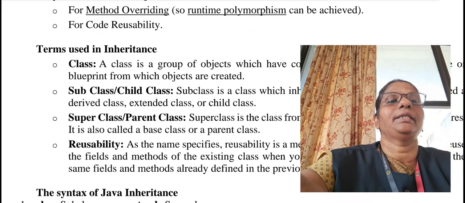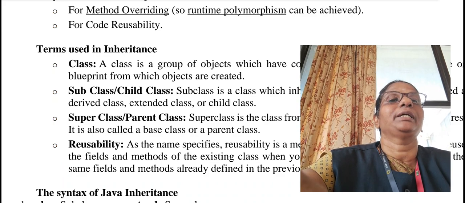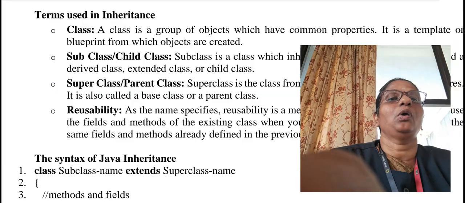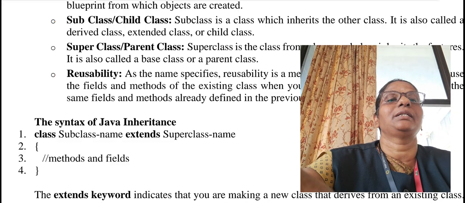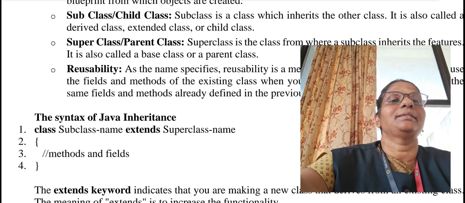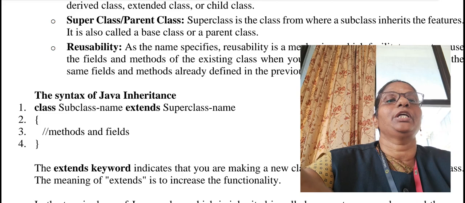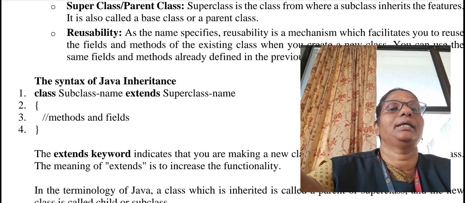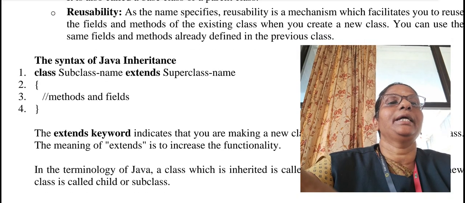Here we have terms like classes, subclasses, superclasses and reusability. A class is a group of objects which is used to create an object, and a subclass inherits from other classes. A class inherited from another class is called an extended, derived or child class. A superclass is the base class or parent class whose features are inherited. So this is called a superclass. Reusability is a mechanism that lets you reuse the fields and methods, and we can create new classes.